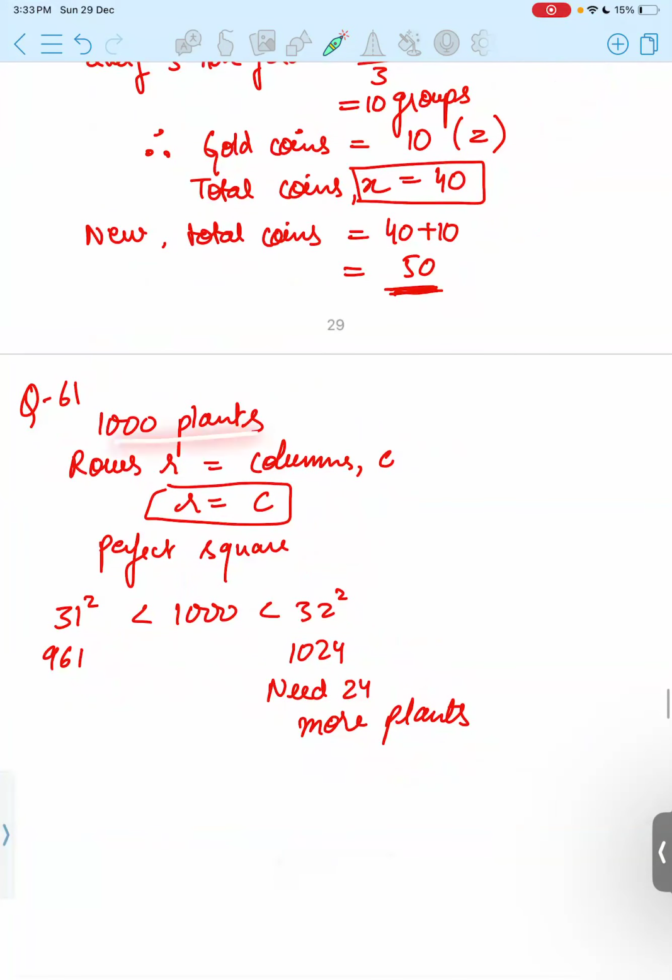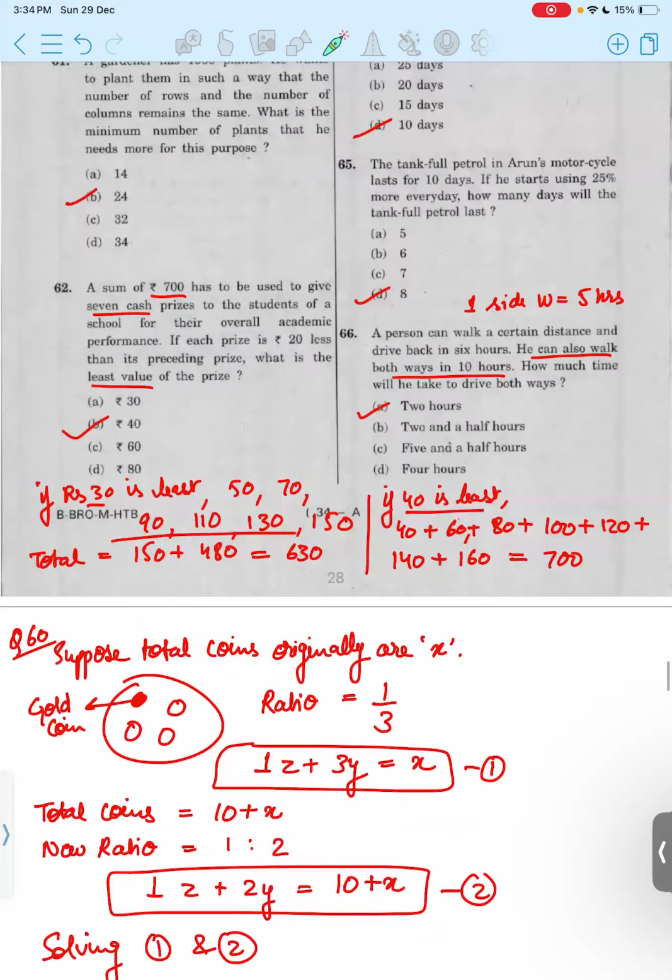1,000 plants are given, and rows and columns are equal in number, and this is possible only when there is a perfect square, because you simply multiply two numbers, so two rows and two columns. That is why we are saying it should be a perfect square. Since the value given is 1,000, we think about perfect squares. For example, if you think about 30, the perfect square would be 900. Next you look at 31 square and 32 square, which would be around the value of 1,000. We need to calculate which value would be more than 1,000 next. 32 square would be 1,024. So 24 more plants would be needed. In 61, B is the right answer.